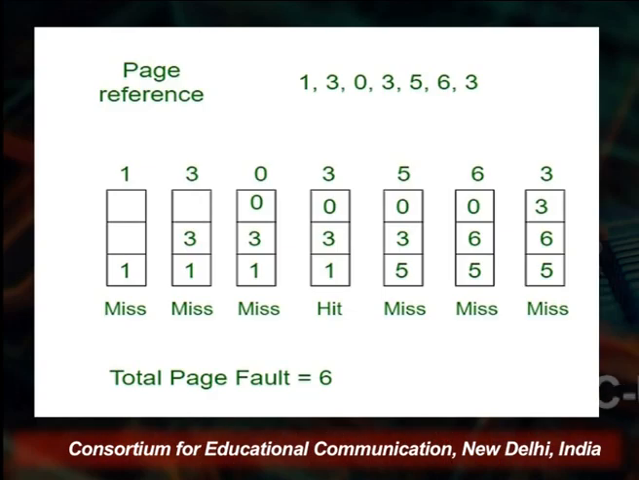Here we have a page reference string. The page reference string says how the requirement of these pages is being generated. So the page reference string here is 1, 3, 0, 3, 5, 6 and 3. Initially page 1 is being asked, then page number 3, then page number 0, and so on. Let's say we are talking about the demand paging technique, and initially we have the physical memory vacant, we don't have any page here.